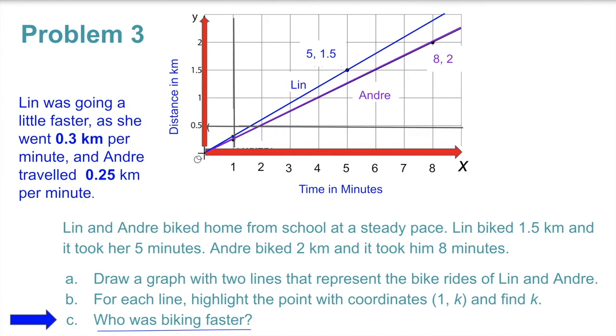Lynn was going a little faster, as she went 3/10 of a kilometer per minute, and Andre only traveled 25 hundredths of a kilometer per minute. It's a little bit easier to compare if we put that 0 in the hundredths place. So now we can look at it as 30 hundredths of a kilometer compared to 25 hundredths of a kilometer.